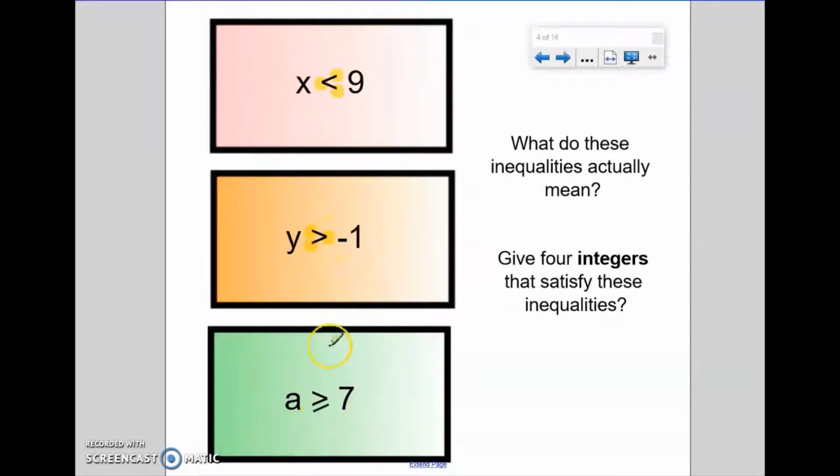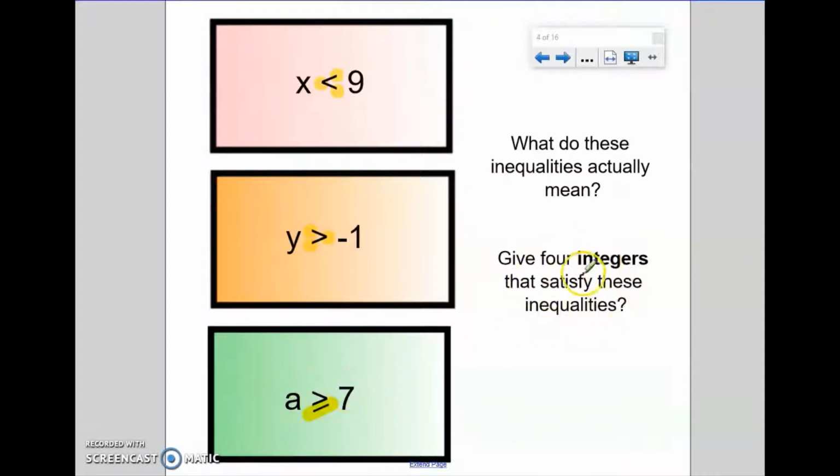If we look at the third one down here, we now have this addition of the line underneath the inequality sign, and that just changes the wording that we are going to use. A is greater than 7, very similar to the way we word this one, but now because of that line, we need to say A is greater than or equal to 7. So this line underneath corresponds to or equal to. So A is greater than or equal to 7.